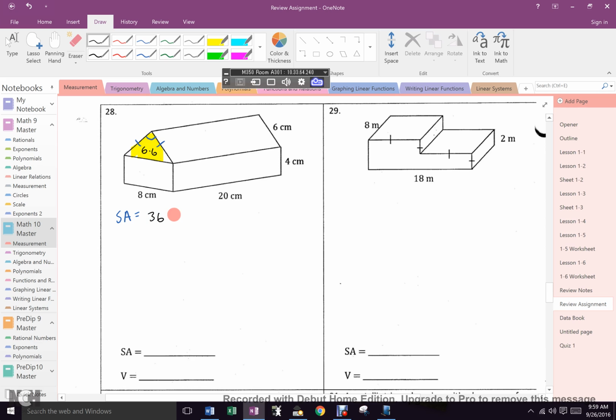So I had 36. Then I had this, which was 6 by 20, right? And there's 2 of them. 6 by 20 by 2 is 240. Everybody cool? Okay. Then I had this, which was 4 by 20 by 2, which was 160. Everybody still okay? Then I had this, which was 8 by 4 by 2, which is 64.